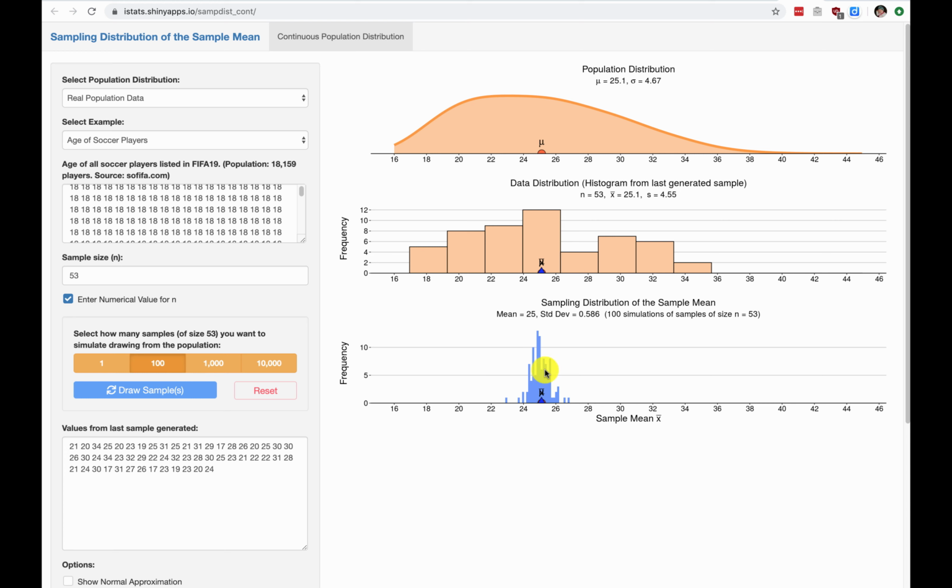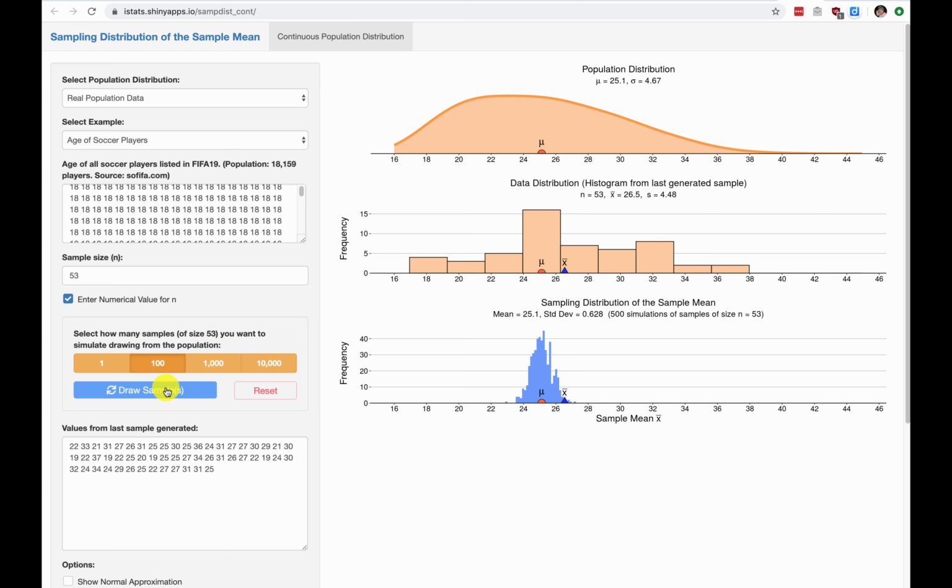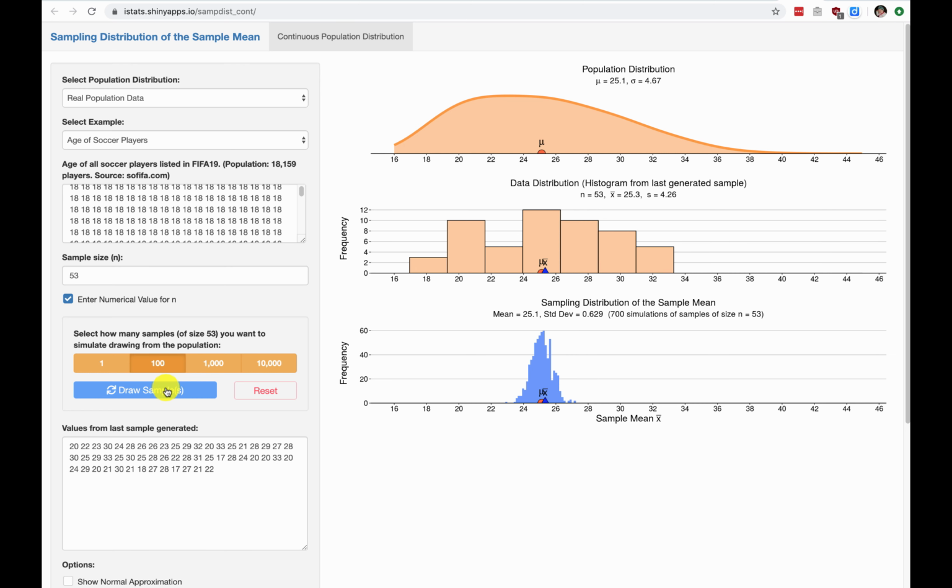So now here is 100 samples that have been collected. So 100 groups of 53. Each group of 53 had its mean computed, and then that mean was graphed down here on that third histogram. If I want to collect 100 more samples, it's just a click of a button. And now you can see what's happening with all of those little sample means.